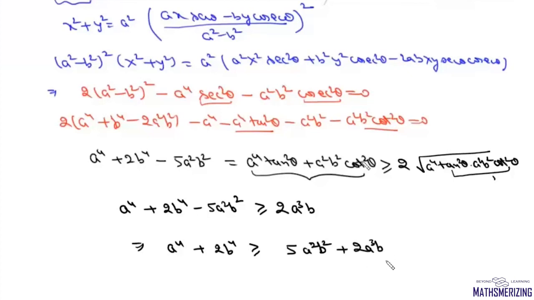Now we look at the options. On the left hand side we have a to the power 4 plus 2b to the power 4, but on the right hand side we have 3a square b square. So what we can do is we can write this as a to the power 4 plus 2b to the power 4, and it is greater than or equal to 3 a square b square plus, now we'll take 2a square b common, and then we can write a plus b, which is clearly greater than 3a square b square, and will also be greater than 3a square b square plus ab. So that means options A and C are correct.